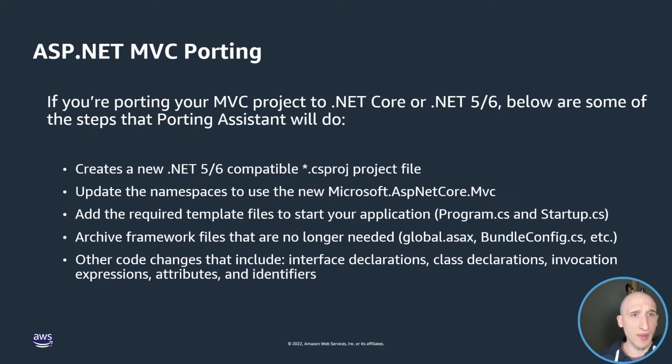Also, if you're porting an MVC project from .NET Framework to .NET 6 or .NET 7, these are some of the steps the Porting Assistant will do. It creates a new compatible SDK-style format of the csproj. It updates your namespaces. It adds the required template files if needed. It archives the existing .NET Framework files. And then other code changes like interface declarations and invocation expressions, those are done for you.